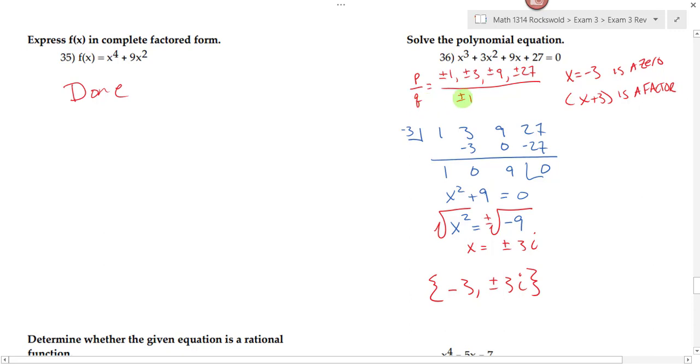The q will always be the factors of the leading coefficient. P will always be the factors of the constant. So these were my possible rational roots.